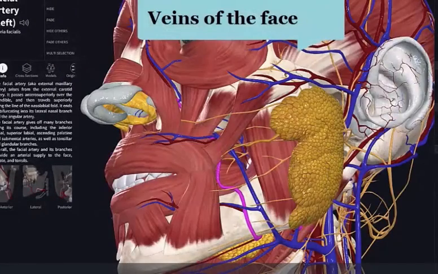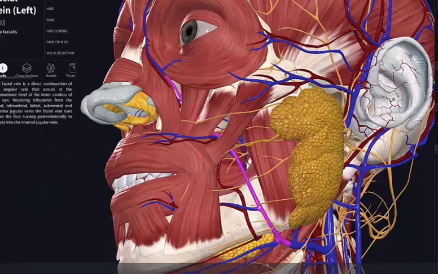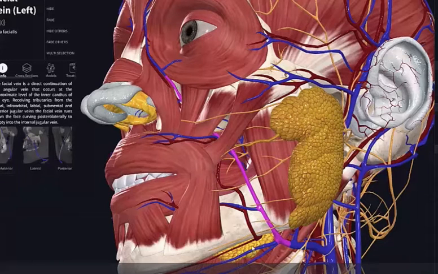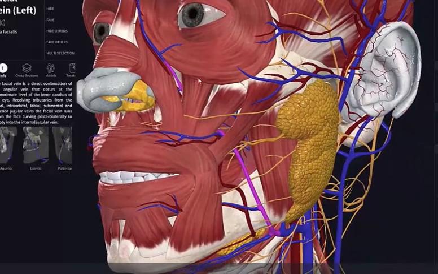The veins are usually fairly similar in their course to the arteries. If you think about the course of the facial vein, it is even more superficial than the facial artery. It is a direct continuation of the angular vein, that will approximately happen at the level of the inner canthus of the eye. So you can see just about here where the transition is between the blue and the pink.